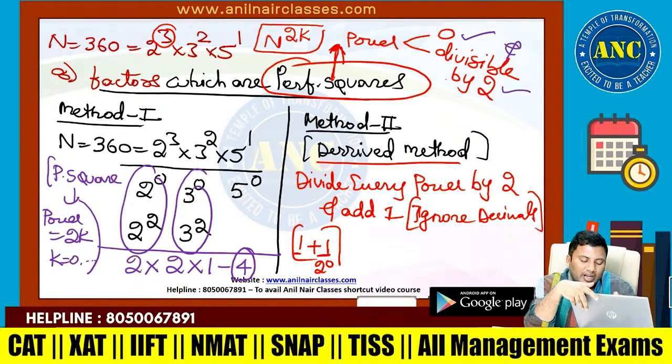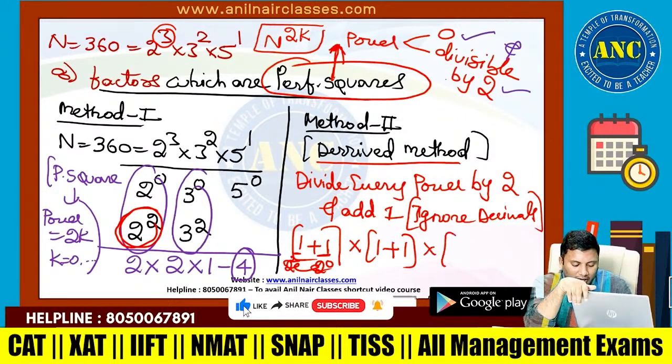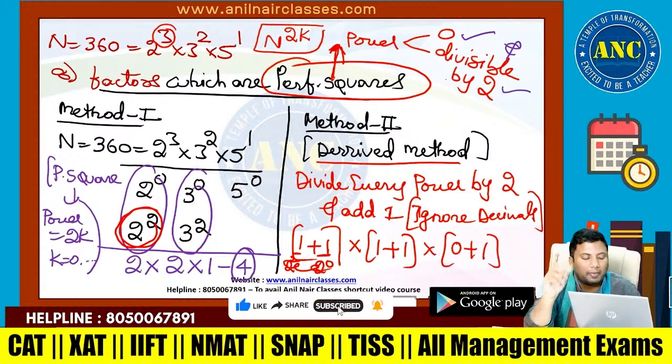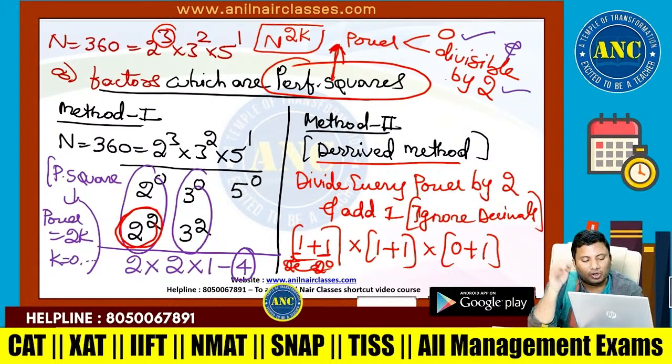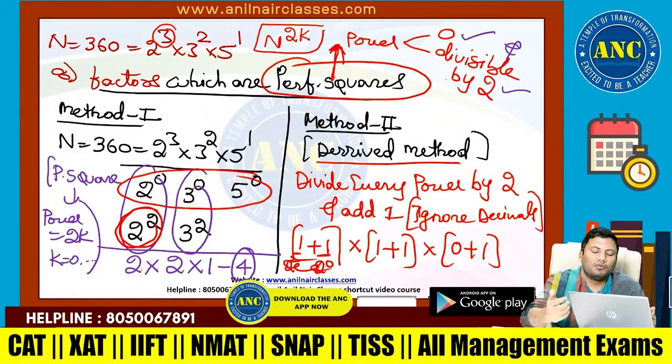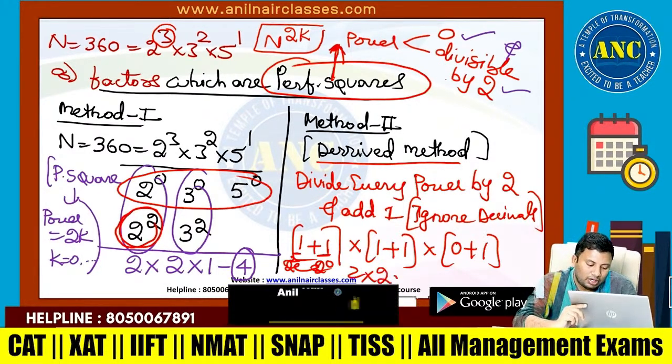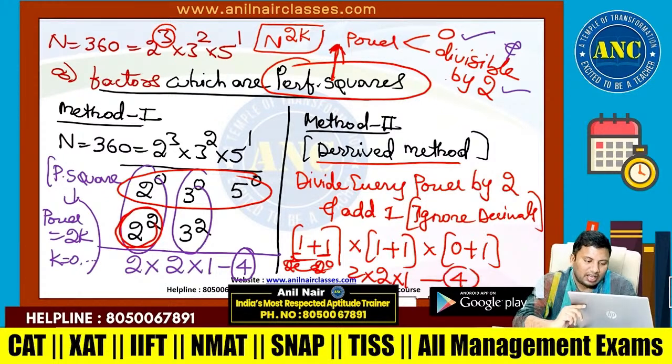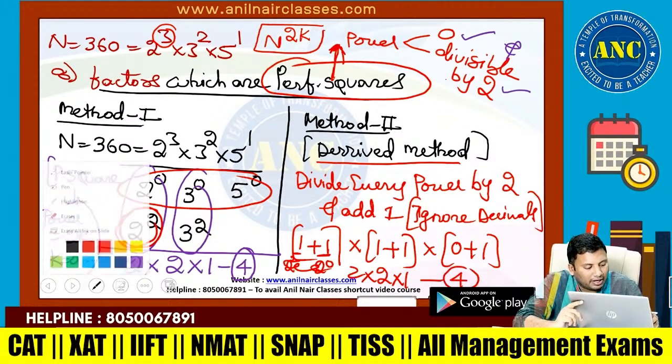2 power 0 will always be there. 2 power 3 by 2: 3 by 2 is 1.5. Ignore the decimal. That means there is one number where the power of 2 is divisible by 2 other than 0. Again, 2 by 2 is 1 plus 1. 1 by 2 is 0 plus 1. I am adding 1 to it. Why? Because of 2 power 0, 3 power 0, 5 power 0. 1 is a perfect square. So 2 into 2 into 1.